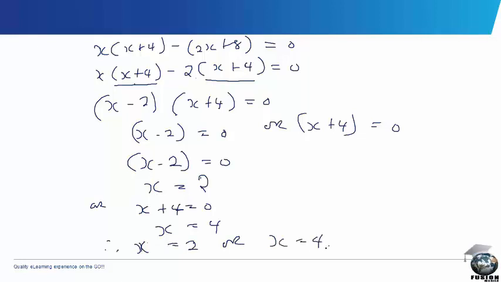With this we've come to the end of the class on quadratic equations by factorization. Keep practicing and become better. Have a nice day.